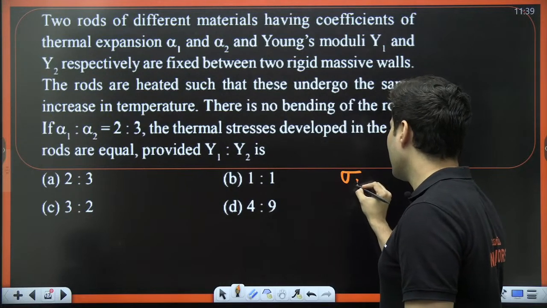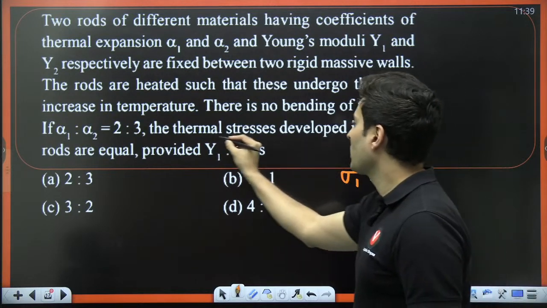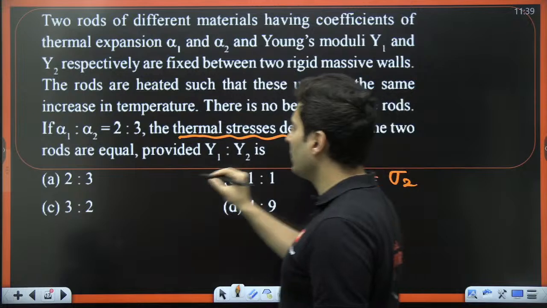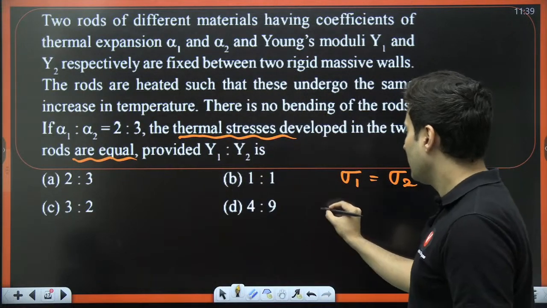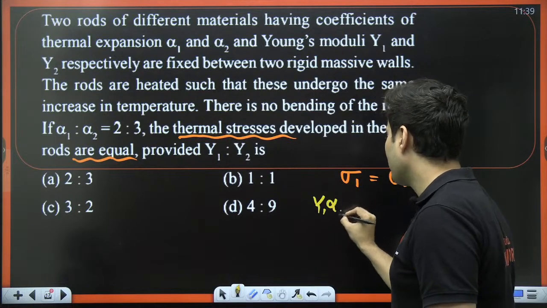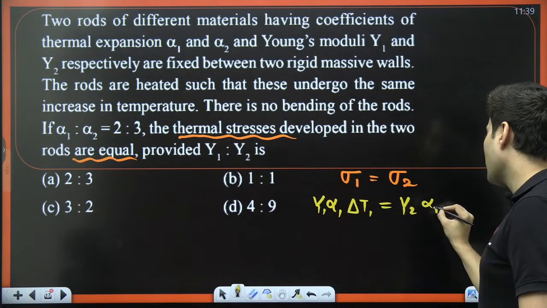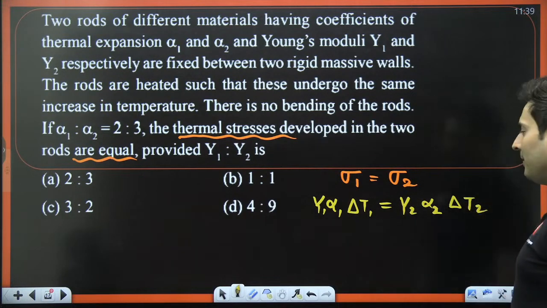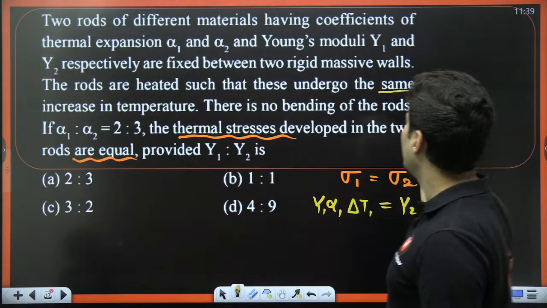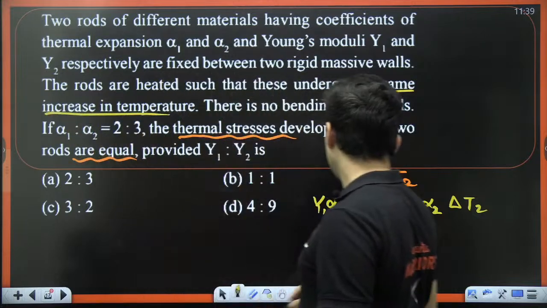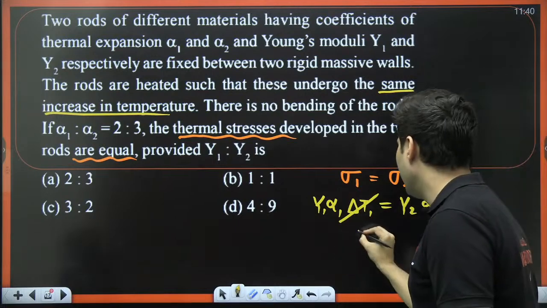Thermal stress sigma 1 is equal to sigma 2. It's clearly mentioned that the thermal stresses in the two are equal. The formula for thermal stress is Y alpha delta T. Now, the temperature change is the same, so delta T and delta T will cancel. The question is to find Y1 by Y2.